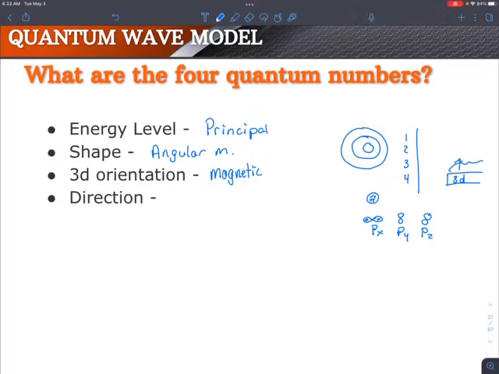And then lastly, we have the direction. The direction is our spin quantum number. The spin quantum number, we are going to refer to them as an upspin or a downspin. Some refer to it as a plus 1/2, minus 1/2, clockwise, counterclockwise, but we're going to use the up and down notation. That's what we're going to do.